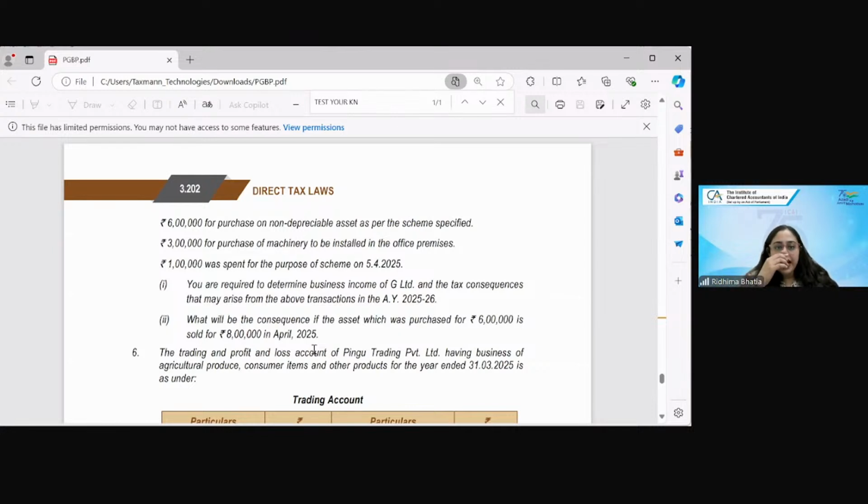Similarly, they have asked about the tax consequences that may arise from the above transactions. Business income is one part, and the tax consequence of each transaction they have asked is also one part of the answer. So part by part, for 6 lakhs taken out for the non-depreciable asset as per the scheme specified, taxable or non-taxable, you write non-taxable. This amount is not taxable as per the provisions of the Income Tax Act, as per Section 33AB, since it is utilized for the purpose as per the scheme. Then you pick up 3 lakh. Then you pick up 1 lakh. Write a detailed one-liner answer on why it is not taxable, clearly writing taxable or non-taxable, basically clearly telling what is the impact of the transaction. Simple.